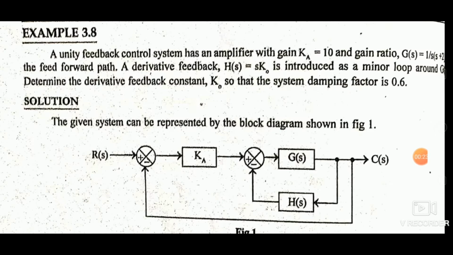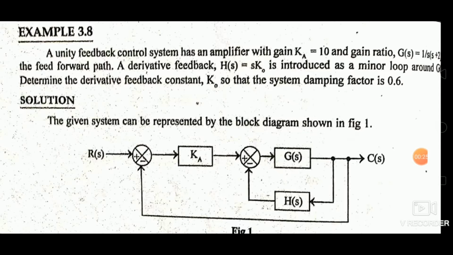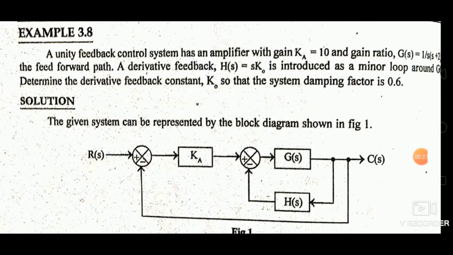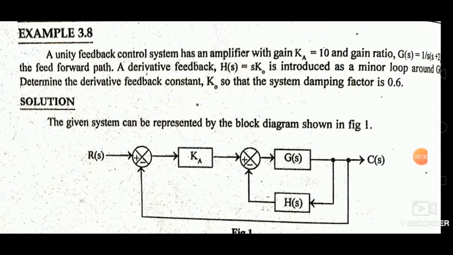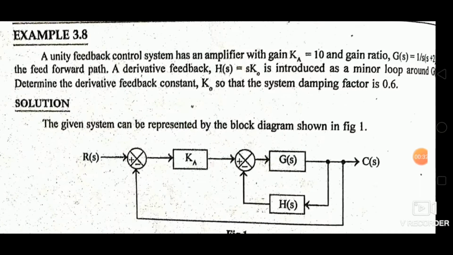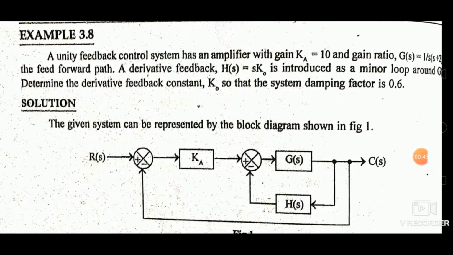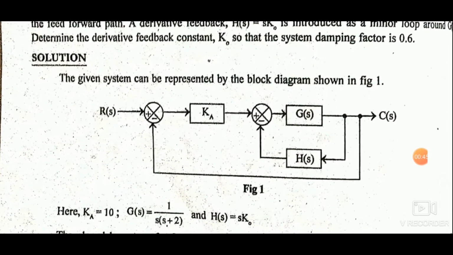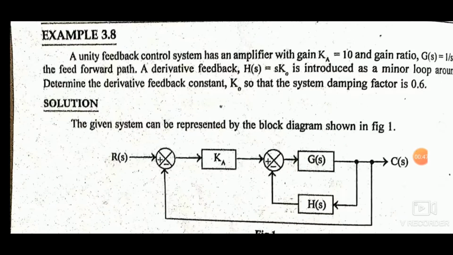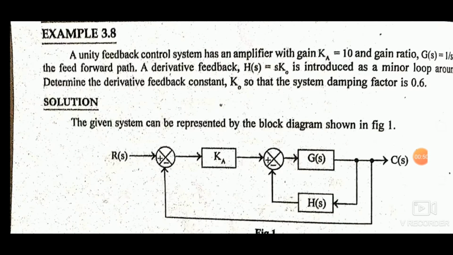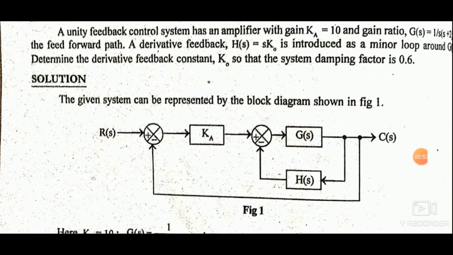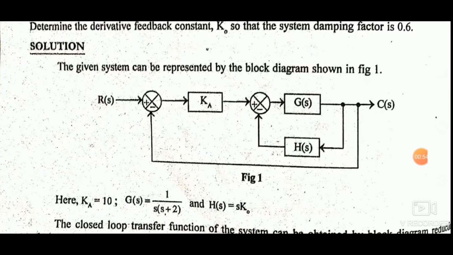A unity feedback control system has an amplifier with gain K equal to 10 and G of S equal to 1 by S into S plus 2 in the feed forward path. A derivative feedback H of S equal to S K naught is introduced as a minor loop. Determine the derivative feedback constant K naught so that the damping factor is 0.6. Here G of S, H of S are also given.